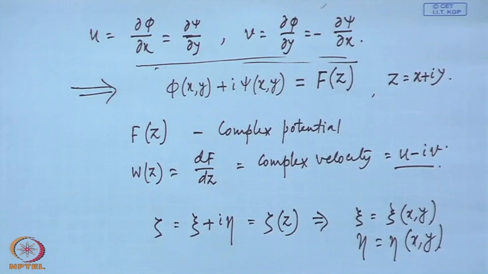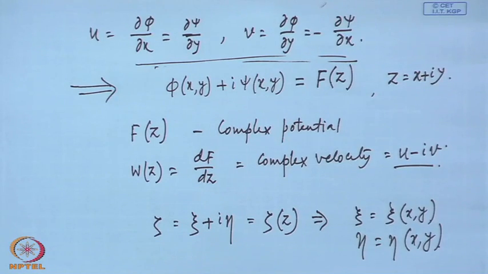So, this is a transformation from z, and x y defines a coordinate plane, which we call the z plane. Similarly, in this zeta plane, xi and eta can be thought of as the coordinate axes, just as x and y are the coordinate axes in the z plane. So, this function zeta as a function of z transforms z to zeta, like the function y equals x square transforms x to y. So, if we have a curve in the z plane, it will be transformed to another curve in the zeta plane.